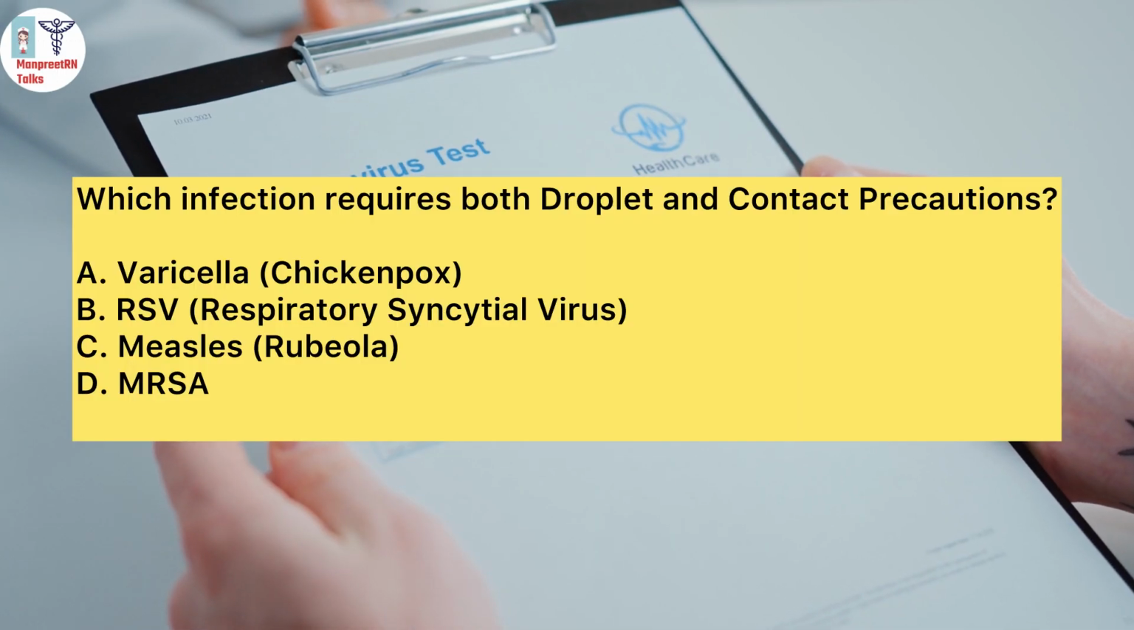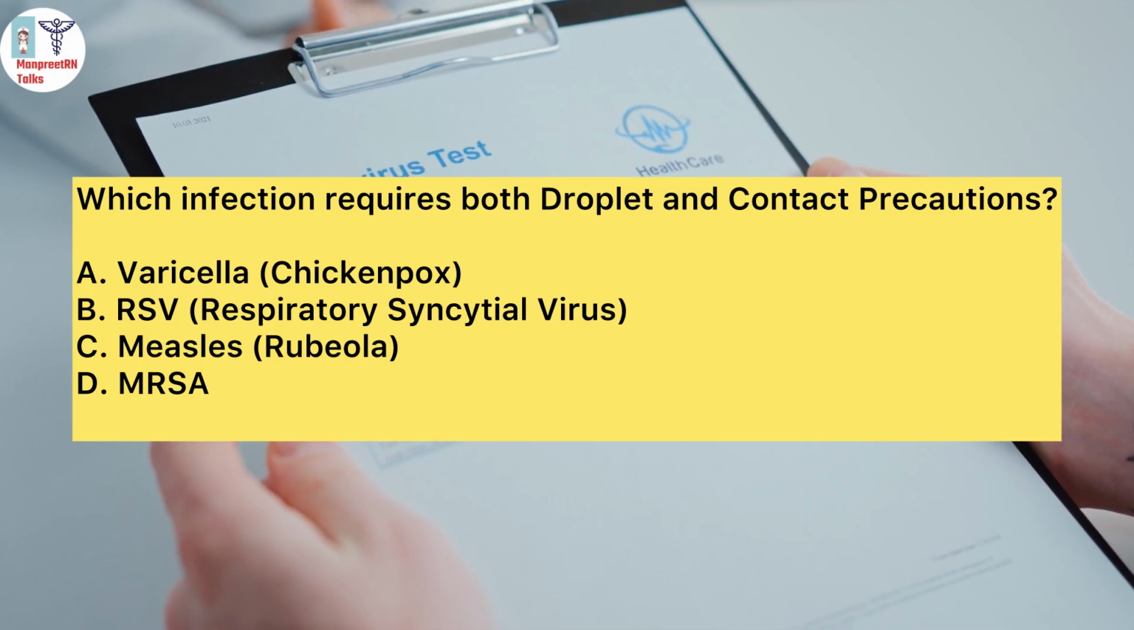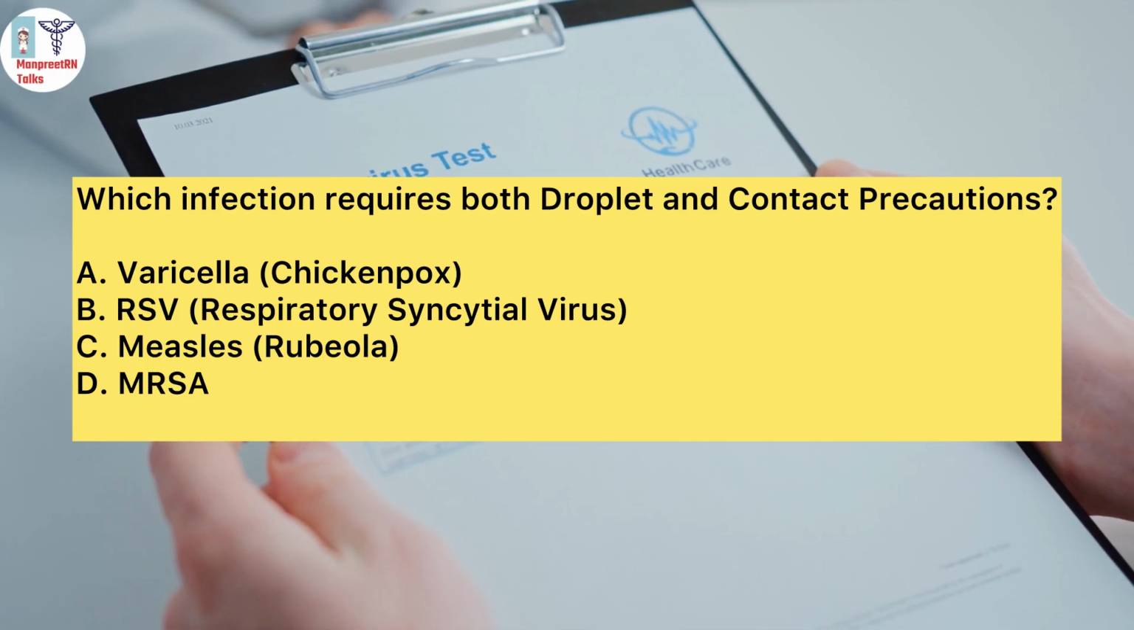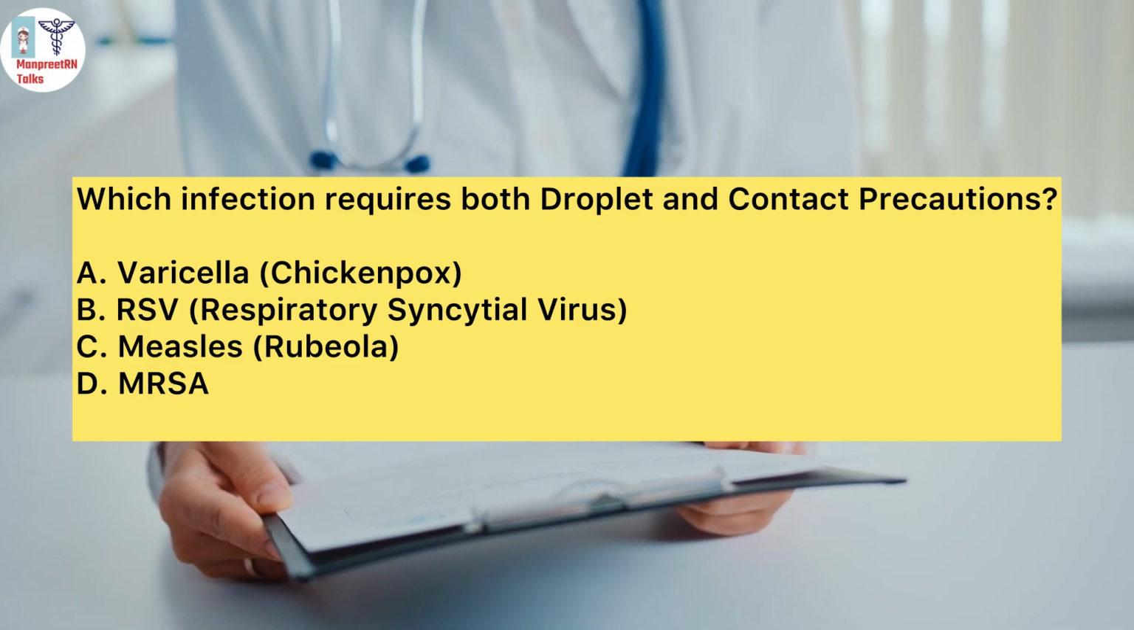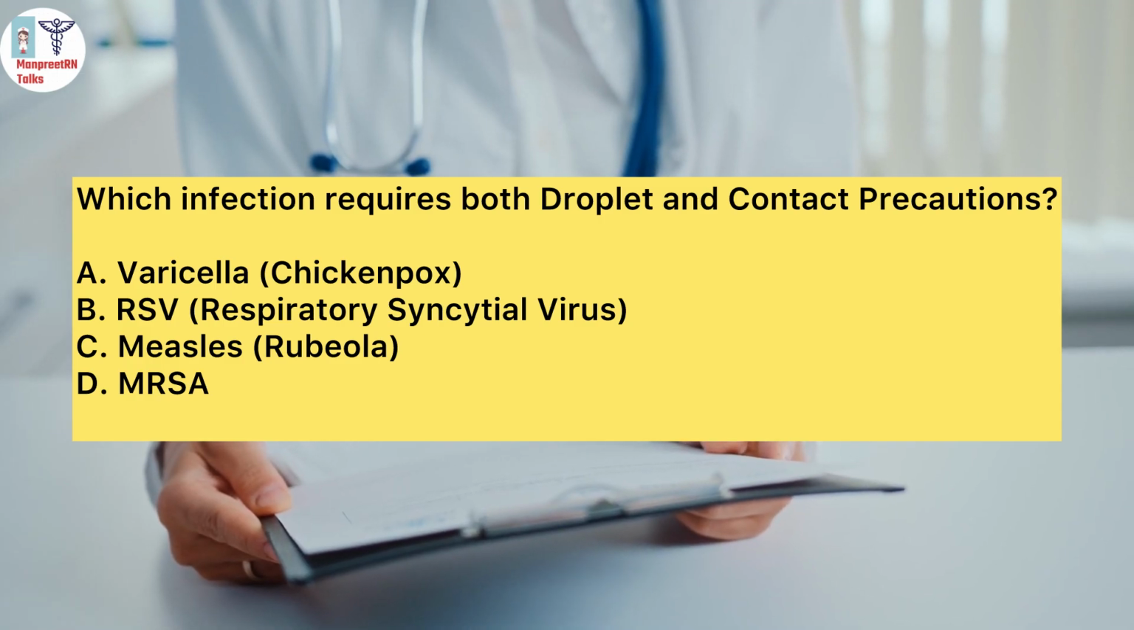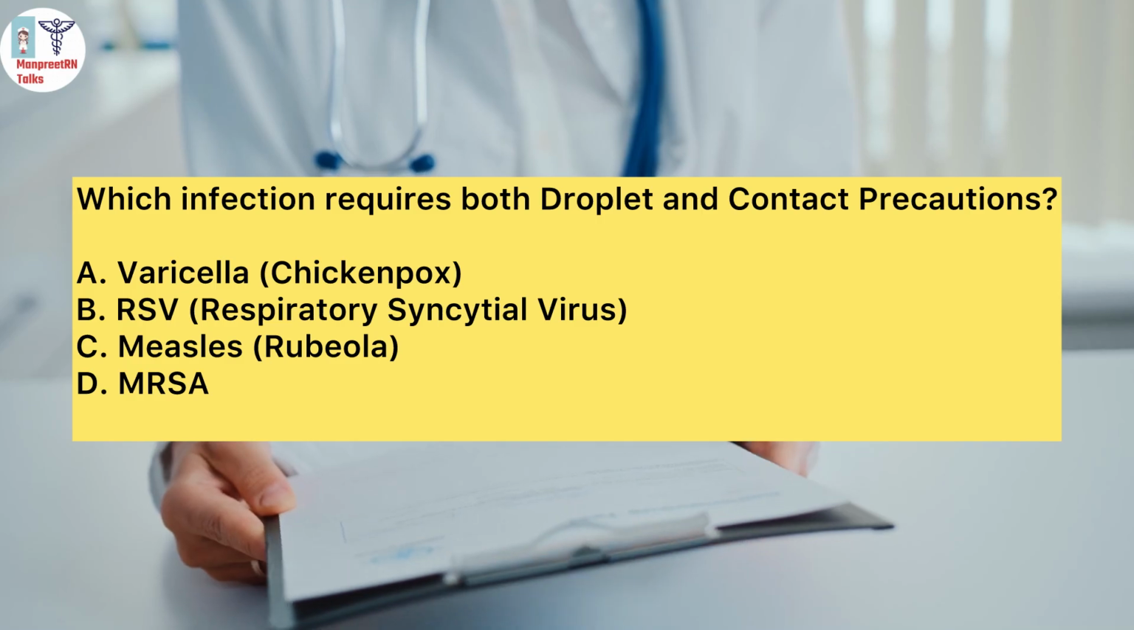Next, which infection requires both contact and droplet precautions? You can select from these options: TB, RSV, MRSA, and chickenpox. So comment your answer below.